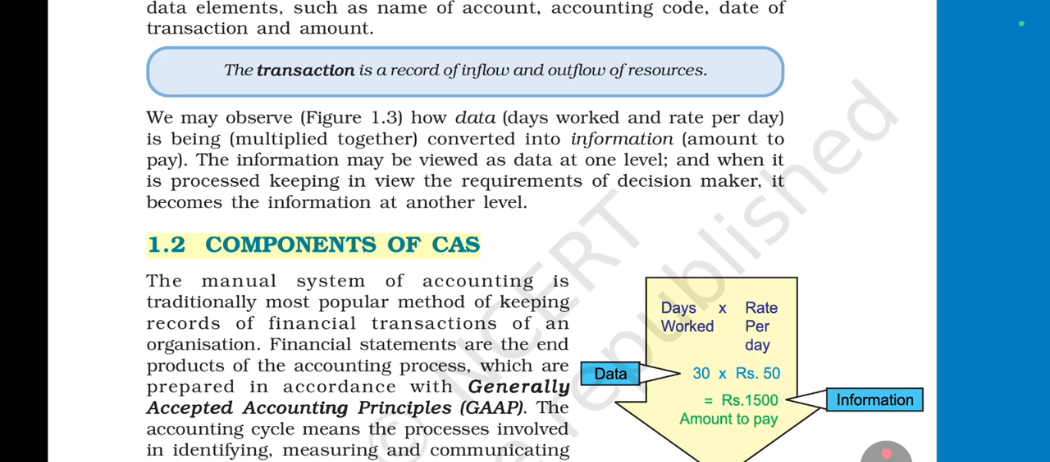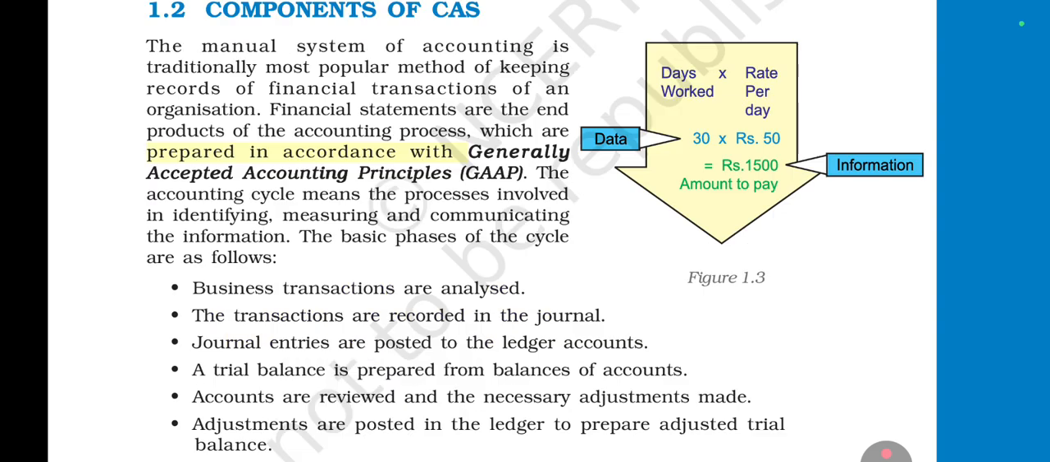1.2 Components of CAS. The manual system of accounting is traditionally the most popular method of keeping records of financial transactions of an organization. Financial statements are the end products of the accounting process, which are prepared in accordance with generally accepted accounting principles, GAAP.